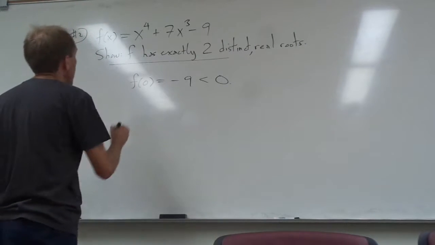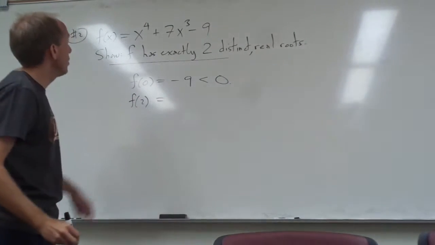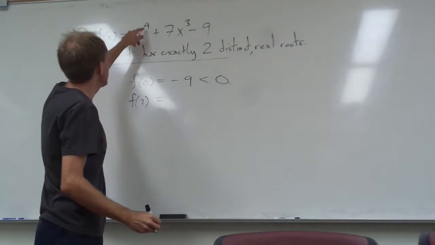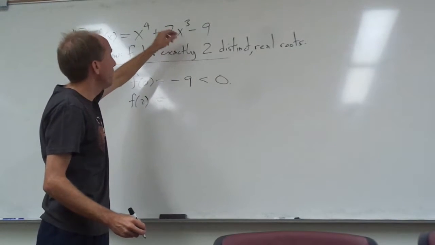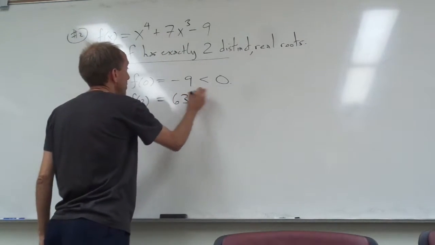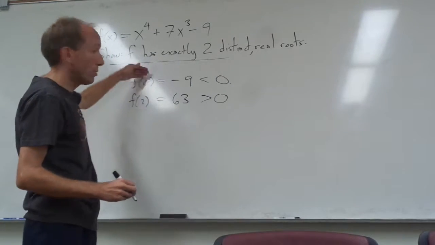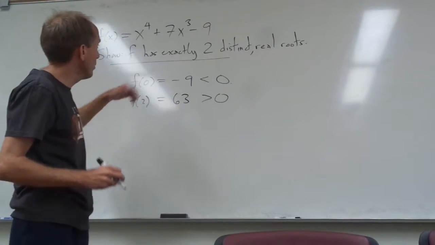But on the other hand, if you plug in something like f of 2, well now, 16 plus 56 is 72, minus 9 would be 63. That would be greater than 0. So there has to be a root between 0 and 2.